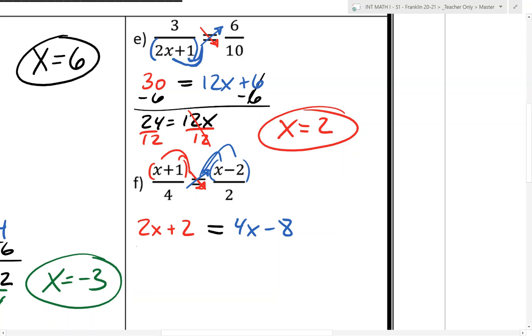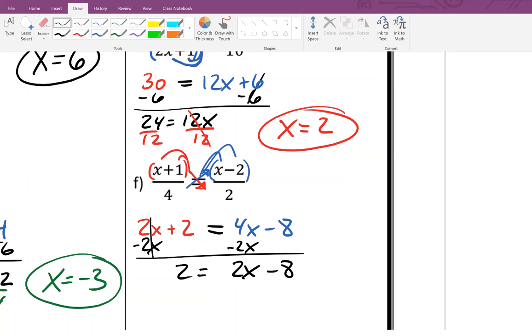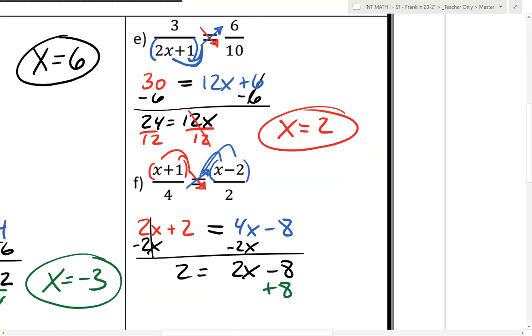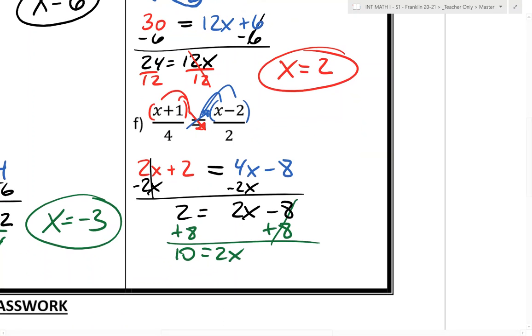And now we have an equation that has variables on both sides. No problem. Start by subtracting 2x. 4x minus 2x is 2x. You still have the 2 over here. You still have the -8. And now we add 8. Okay, so that's 10 equals 2x. Finally, dividing by 2, x equals 5.